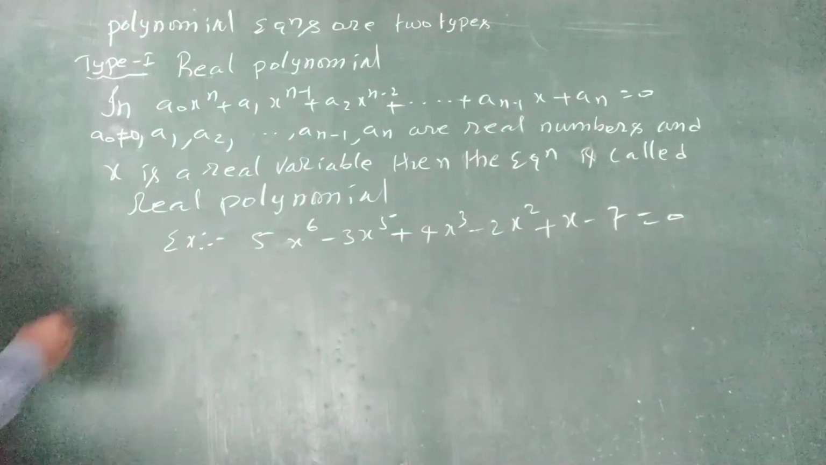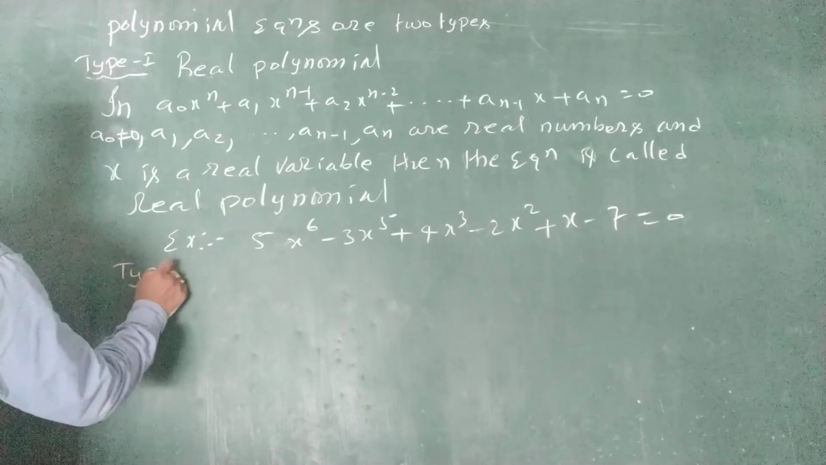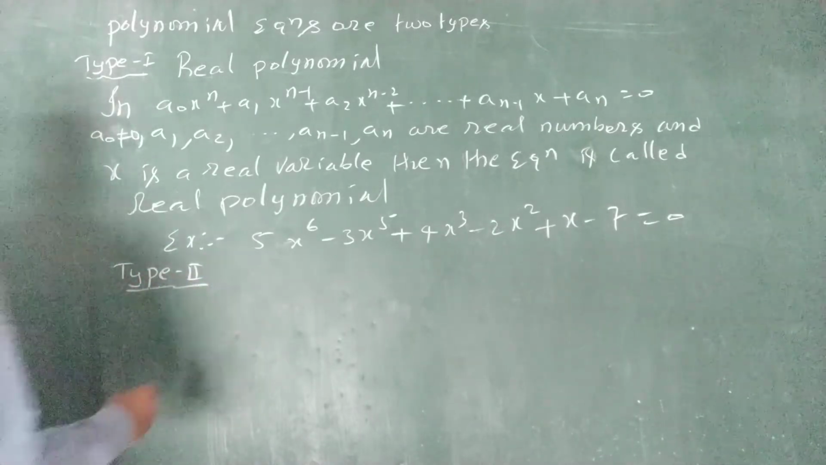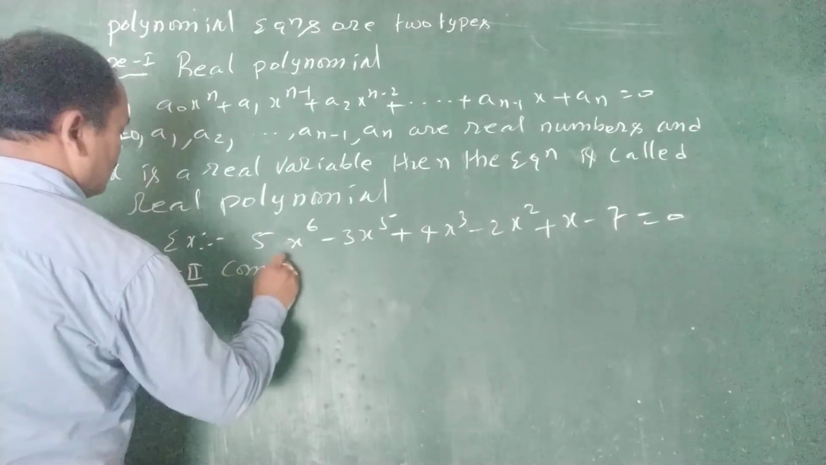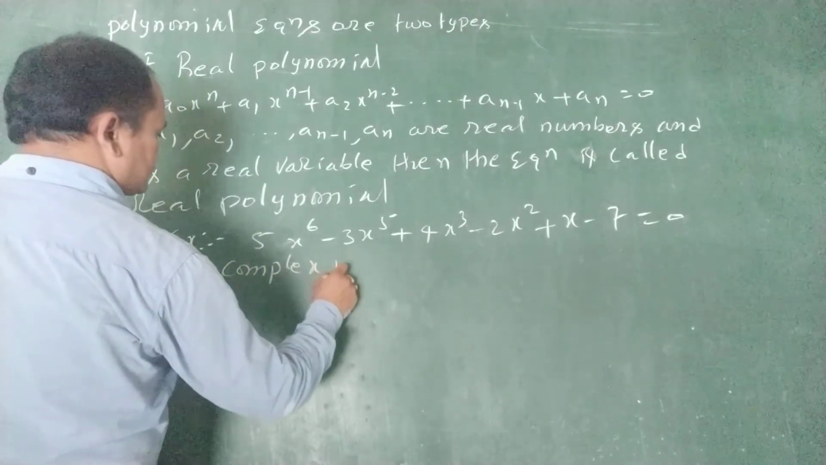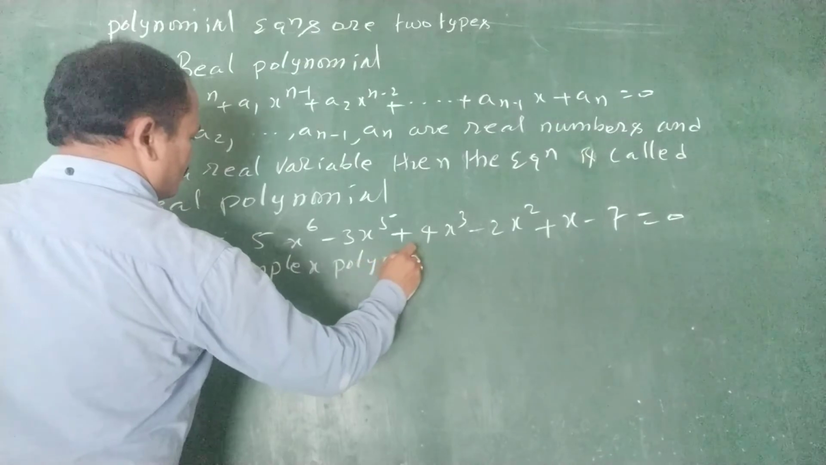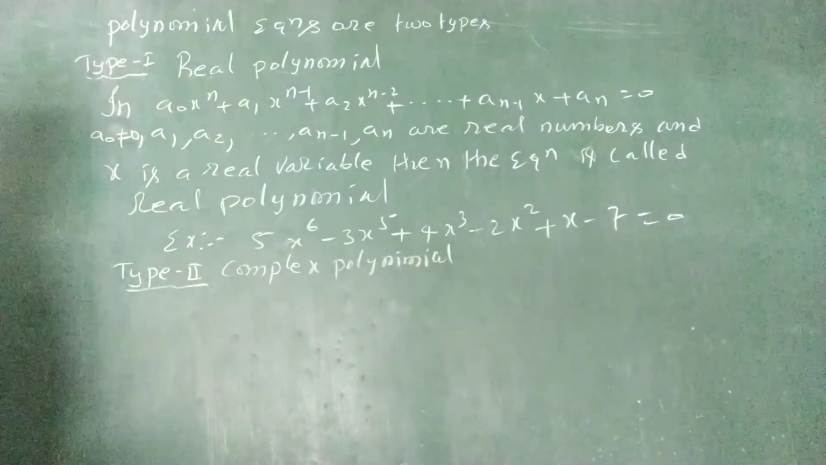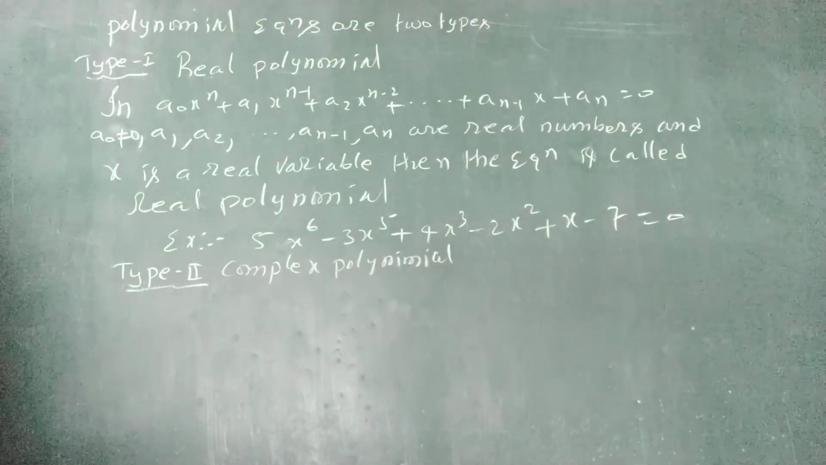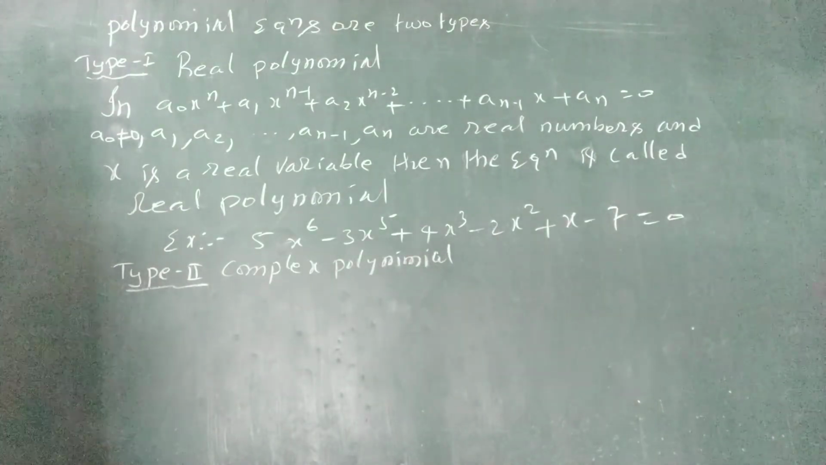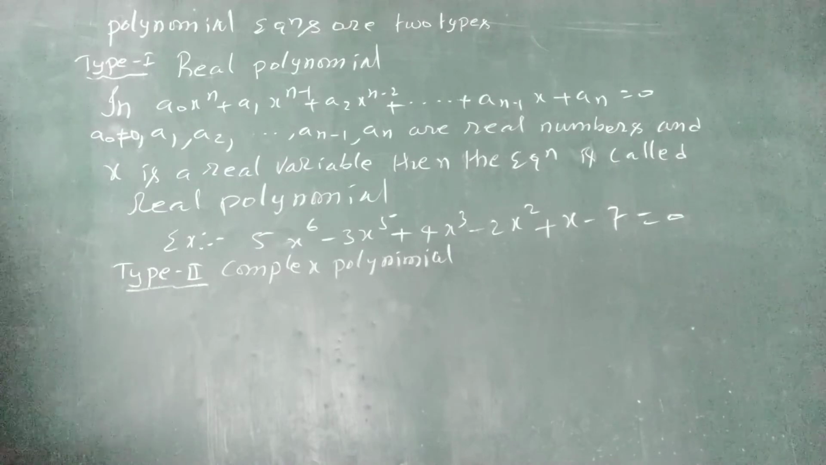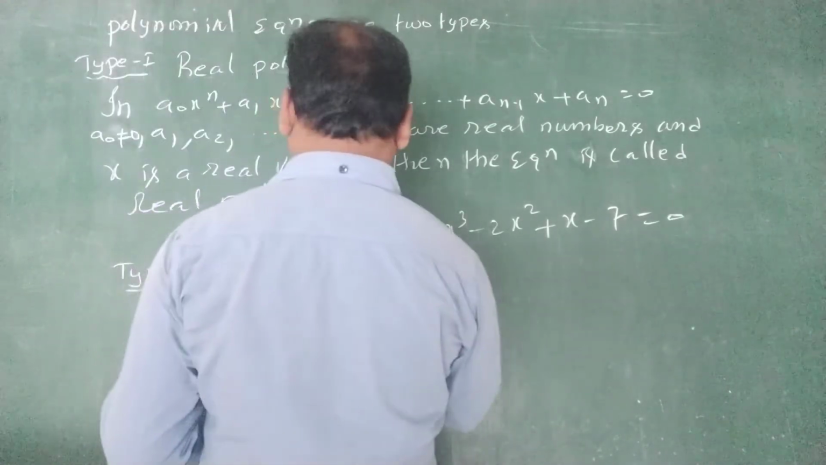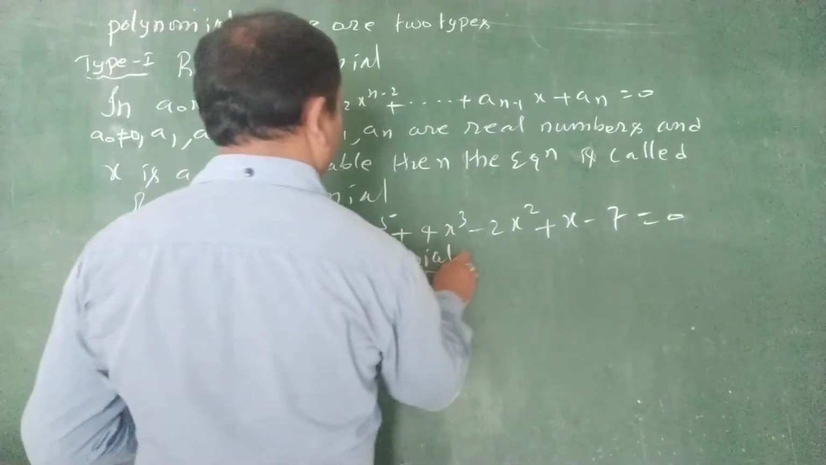Now type 2, that is a complex polynomial. Complex polynomial means what? a0, a1, a2 are complex numbers.